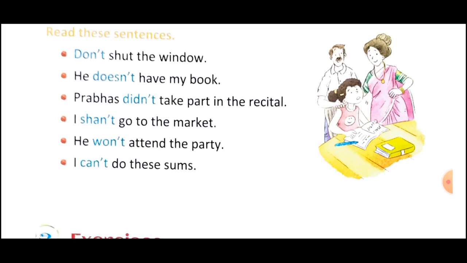Then I shan't go to the market. Instead of writing I shall not go to the market, it is written as I shan't go to the market. Then he will not attend the party, that is written as he won't attend the party. Next is I cannot do these sums, it is written in short as I can't do these sums. So in this way you can use short forms.